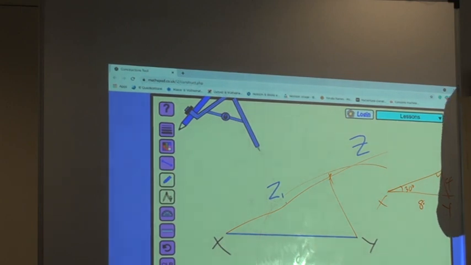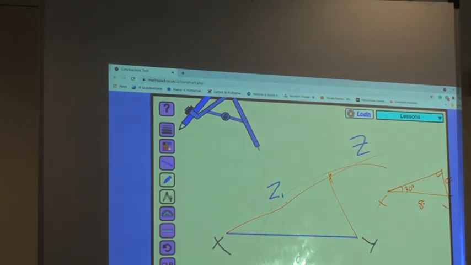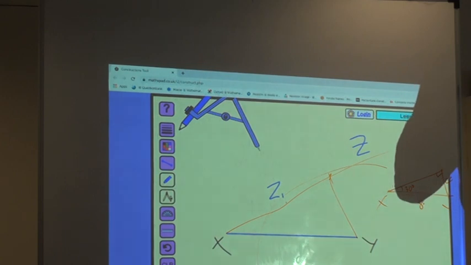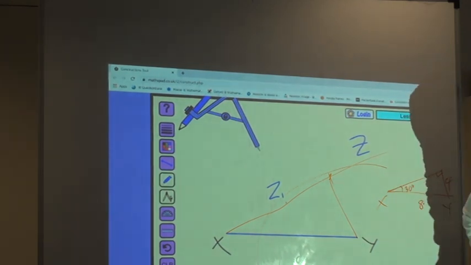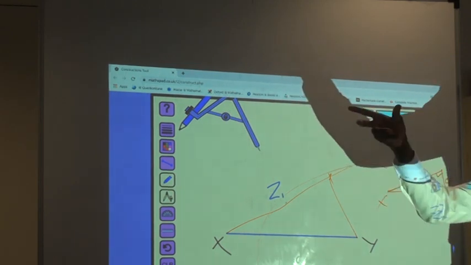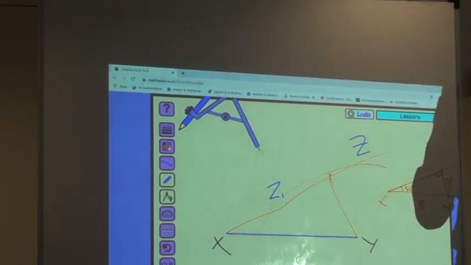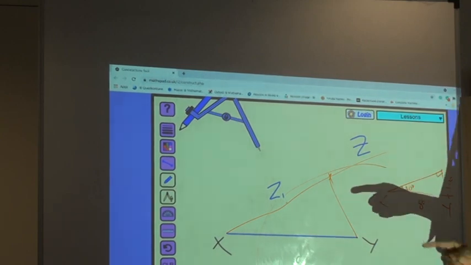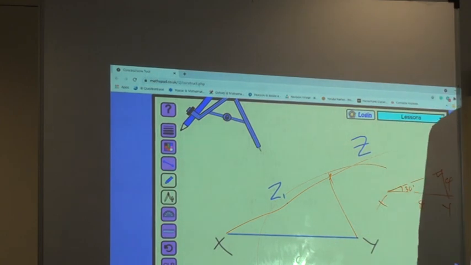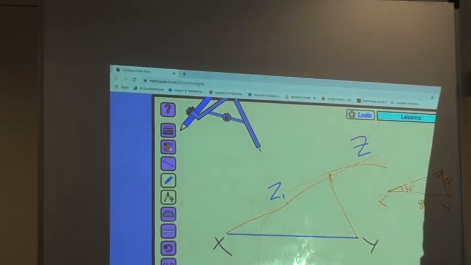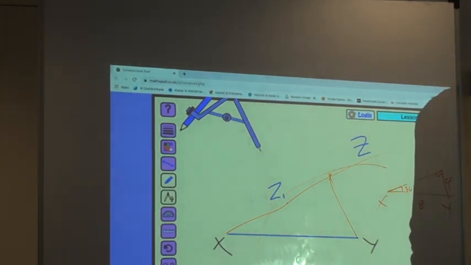Okay? And finally, the last but not the least. Is the position of Z unique in that? Yes. Only one position, right? Because my arc this time around is longer than the baseline. If you have to draw a very long arc, it's going to come out. And I said measure the size of the angle. What do you notice? What do you get?